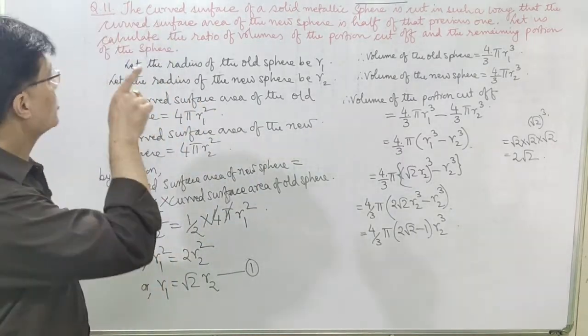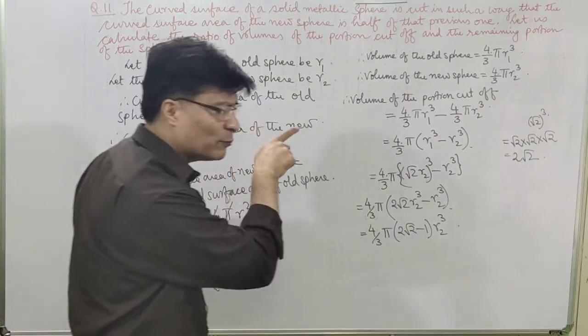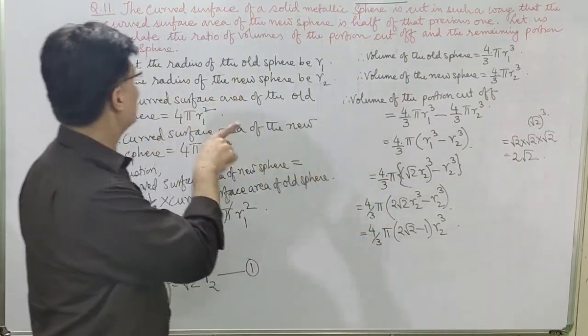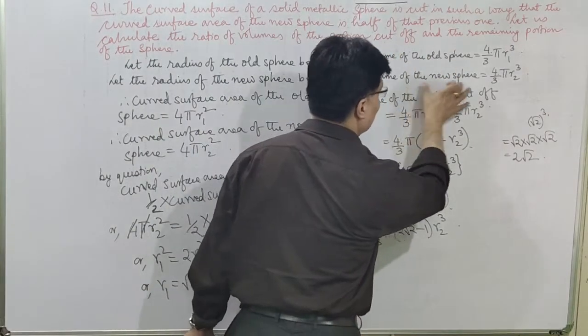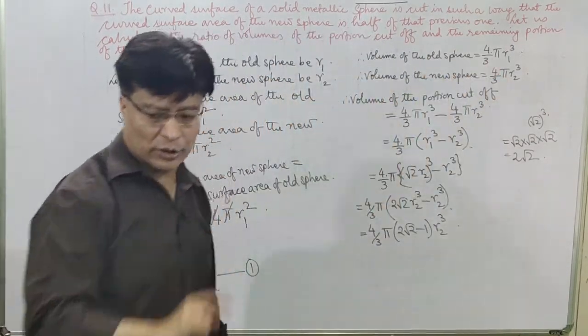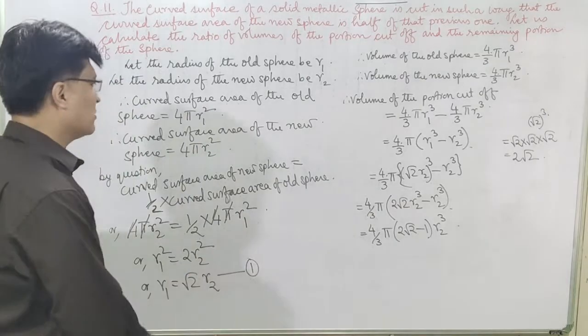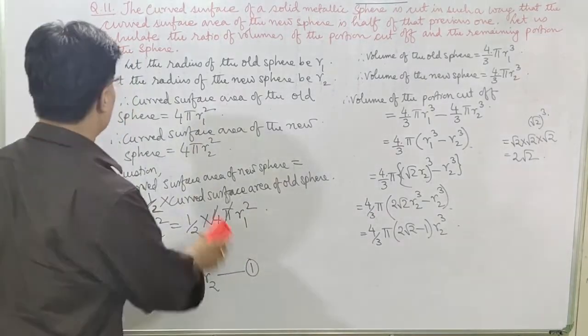Is that clear? So let us calculate the ratio of the volume of the portion cut off and the remaining portion of the sphere. Here the volume of the remaining portion of the sphere means the volume of the new sphere, that is 4/3 pi R2 cube. Okay? So let us find out the ratio now.